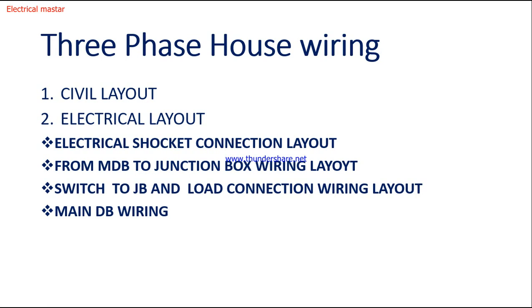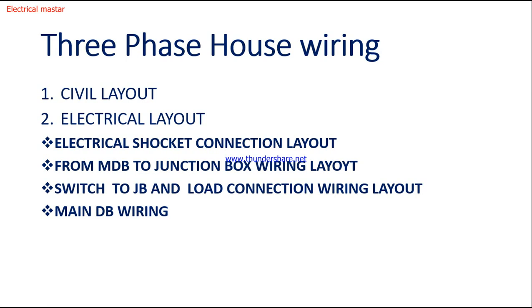First, we need to mention the electrical socket connection. From our customer requirement, wherever they want the power socket in the house, we need to check with our customer and mark it in that drawing. And second, from the main DB to the junction box wiring, wherever we are putting the junction box and how we are laying the cable through the conduit, we need to mark in that drawing.